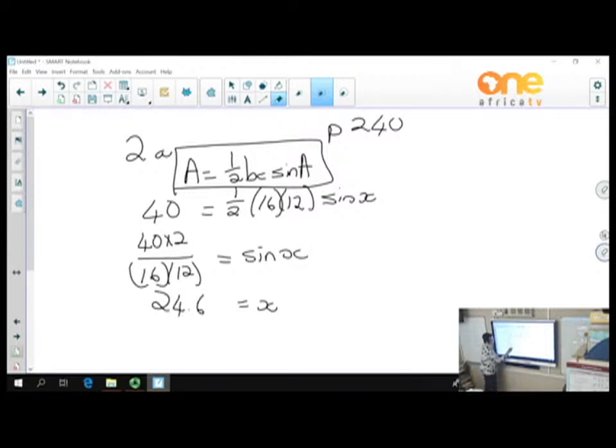Remember, angles are usually to 1 decimal place. That's how we would deal with that. If you do this, I think you get 5/12. So then you just press shift sine.